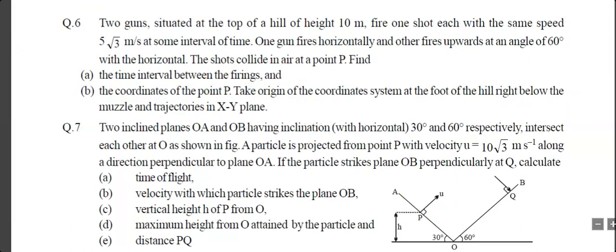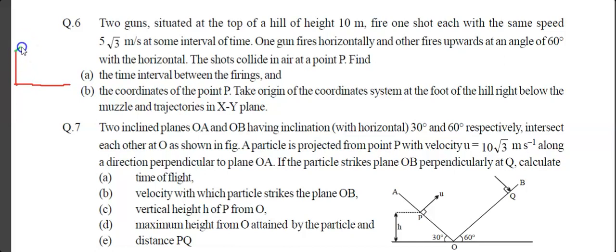Now let's pick the next question, which is number 6. For this question number 6, we can have the following hint. It says two guns are situated at a given height. So let's say this is the height of the hill that is given to us, and this is the horizontal track, and two firings are being done.